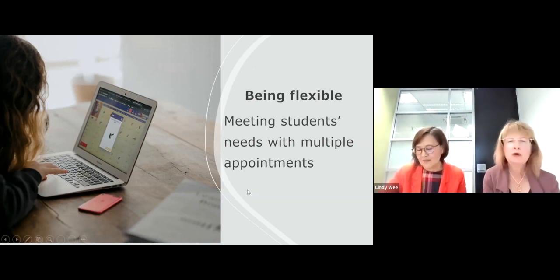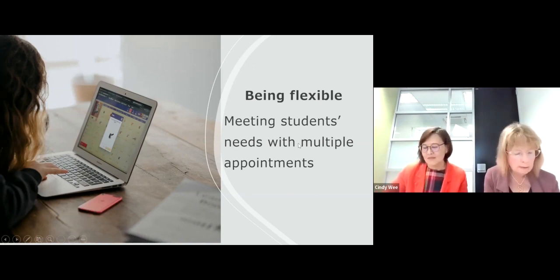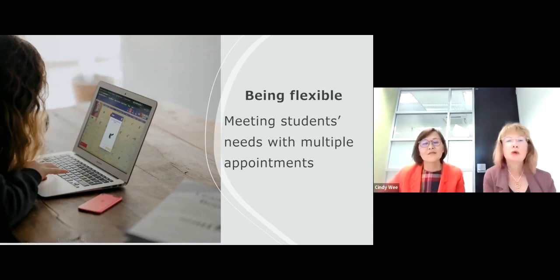We also have an awareness that sometimes students are on practicum and can't make regular 9 to 5 times, so we will offer times outside of those hours if necessary.